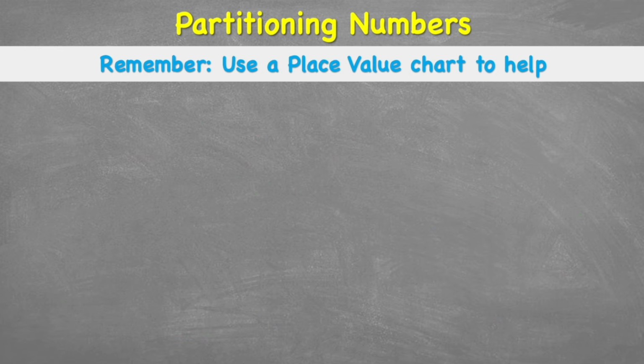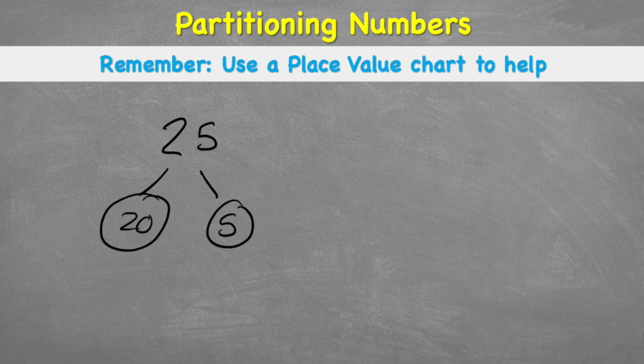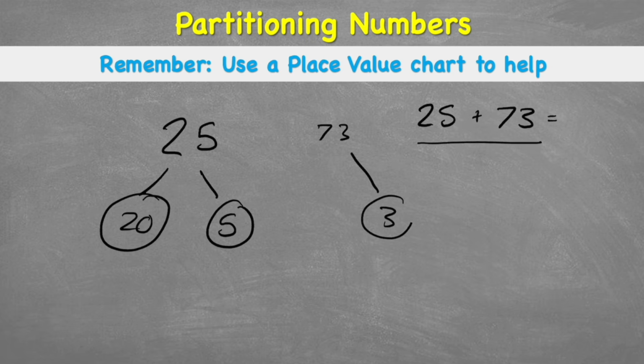But why is partitioning numbers helpful? Well, let's have a look again at a simple one. Let's have a look at 25. And I'm going to break it into a 5 and a 20. And let's imagine I had a question like 25 plus 73, and I didn't want to do this using column method. I wanted to just do it quickly in my head or using a different strategy. So I could get my 73, and I can remember that that is now a 3 and a 70. And now all I would need to do is add these numbers together, which would be much easier.